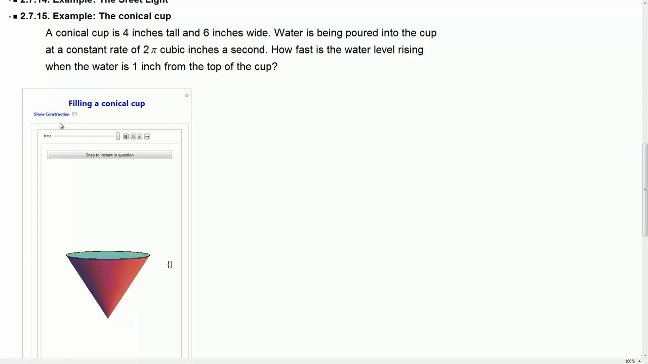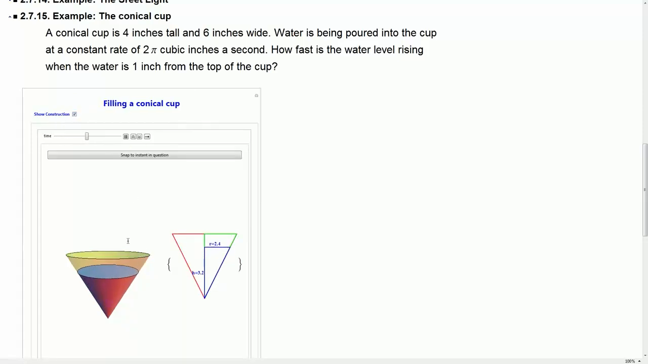We want to know, and I'm going to show the construction of this, I imagine cutting this cone in half and looking at it from the side. This blue triangle represents the height of the water. We want to know exactly the rate at which this height is changing, right? It says, how fast is the water level rising? How fast is this blue line here rising at exactly the moment the water is 1 inch from the top?